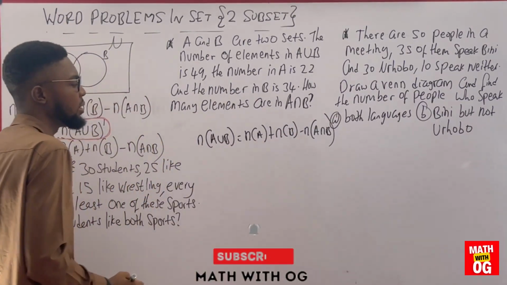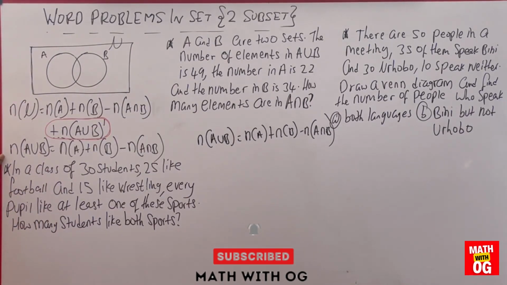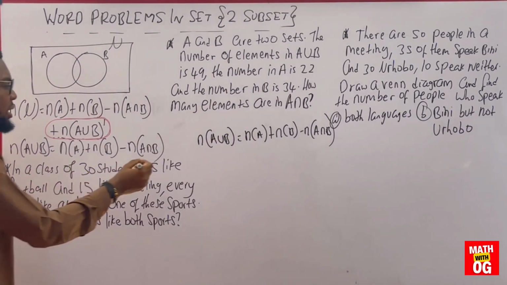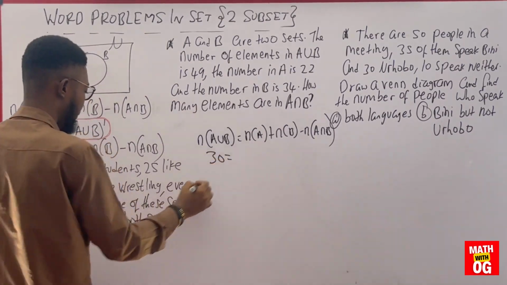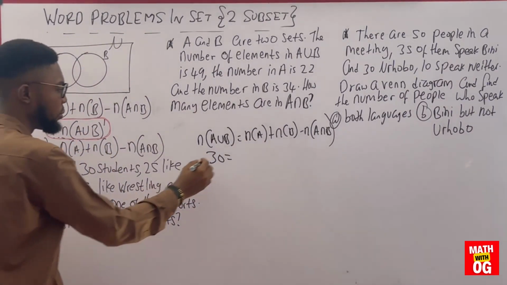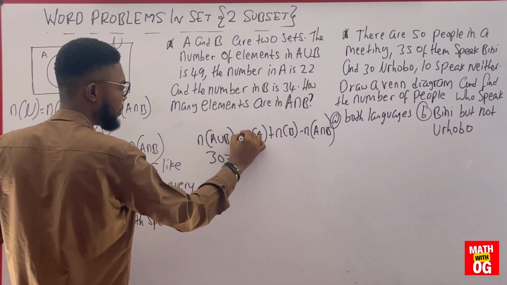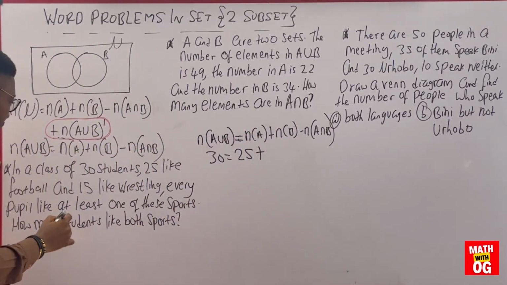So let our A be football and let our B be wrestling. So how many of them total? There are 30 total. Football, 25 people like football. How many like wrestling? 15 like wrestling.